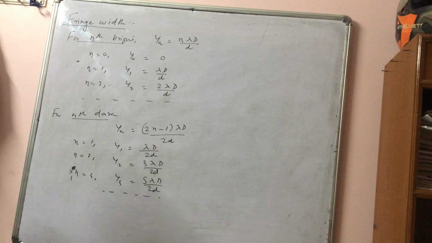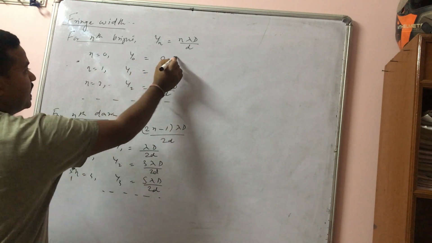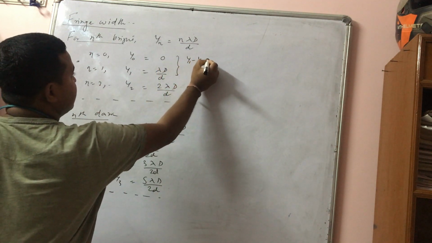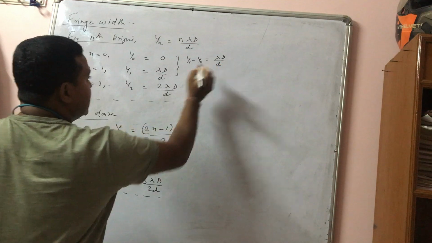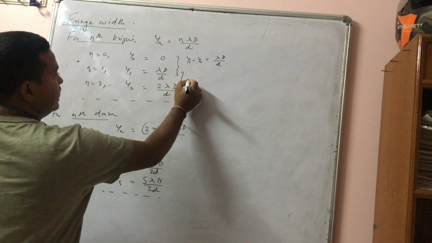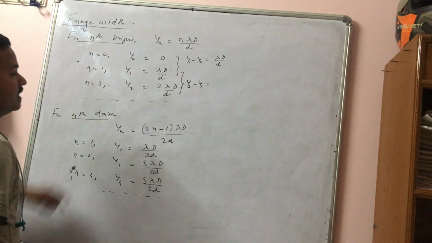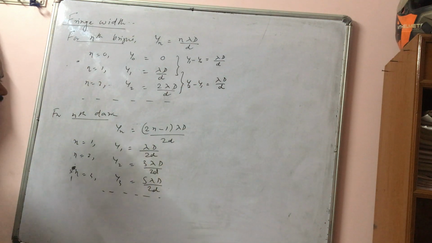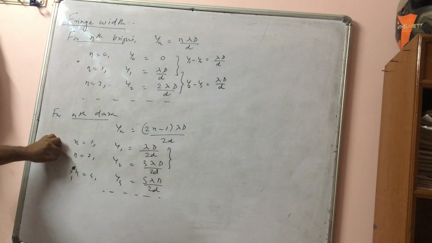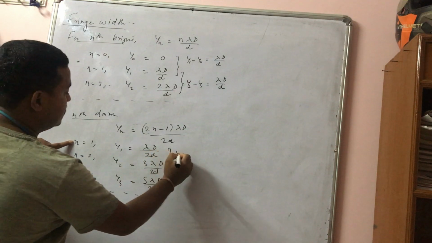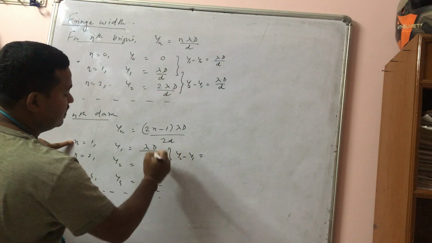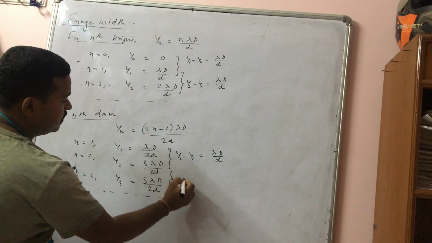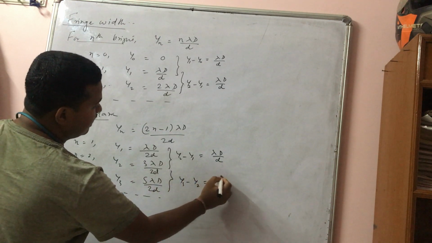Now if we find the difference, central bright and first bright, what is the difference between these two? y1 minus y0 is lambda D by d. If you find the difference y2 minus y1, what is the difference? It is also lambda D by d. Similarly, the difference between second dark and first dark, y2 minus y1, will be lambda D by d. Similarly y3 minus y2 is also lambda D by d.